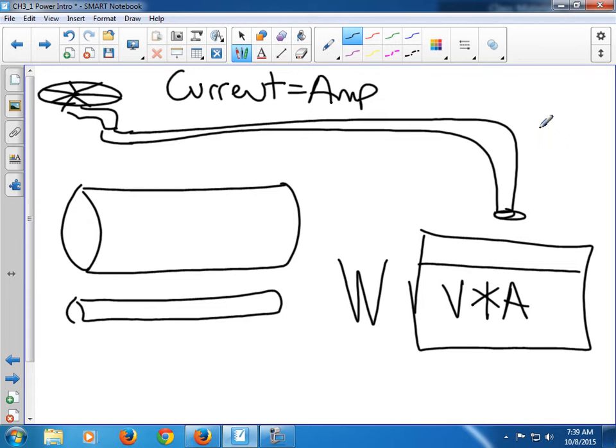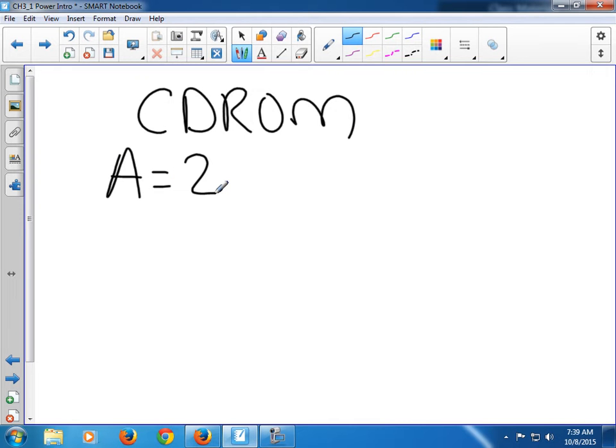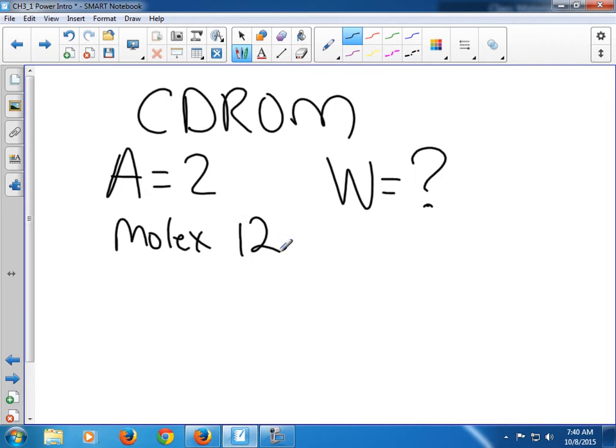So anyways, this was my water analogy we went through, and we talked about calculating something like, I gave a CD-ROM as an example and said it pulls 2 amps. What is the wattage? And because I told you what those plugs have as voltages, the voltage on a Molex plug is 12. So all you do is say 12 times 2 equals 24 watts.